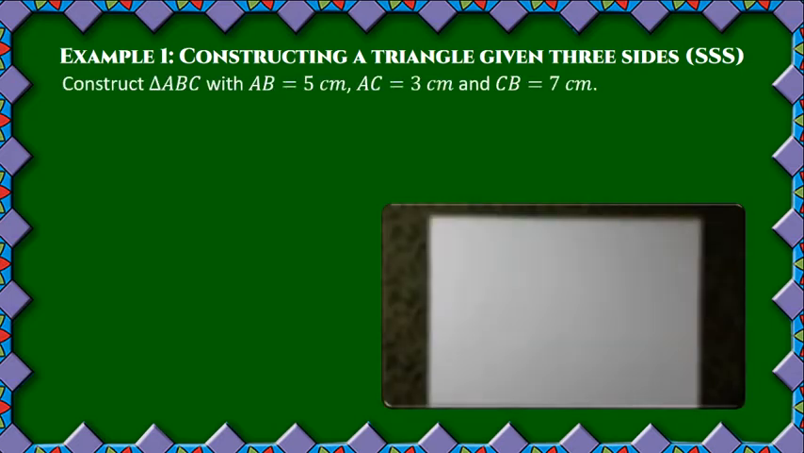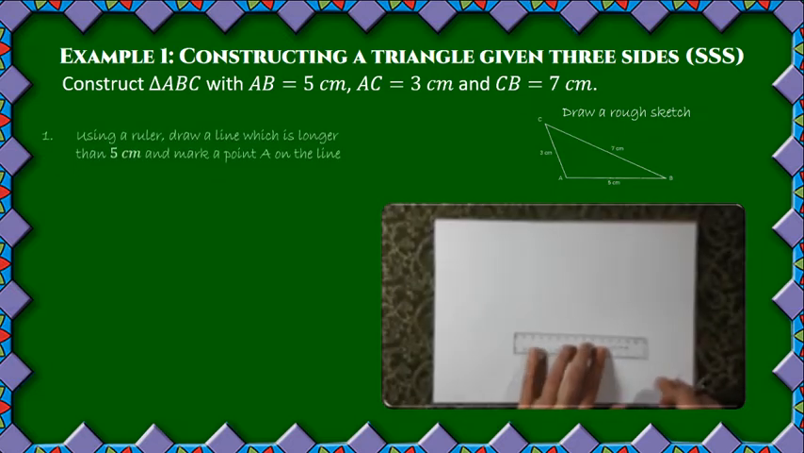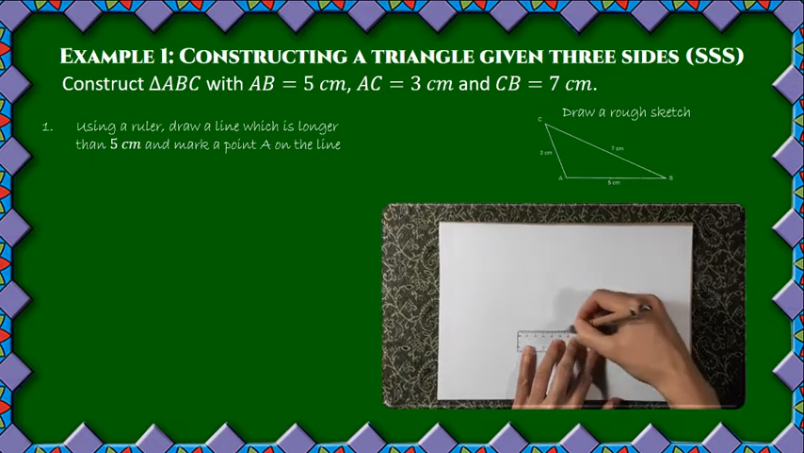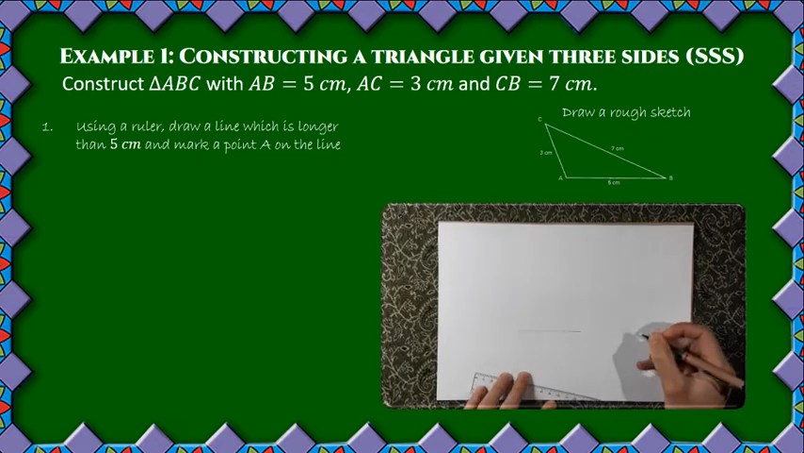The example says construct triangle ABC with AB equal to 5 centimeters, AC equal to 3 centimeters, and BC equal to 7 centimeters. So the first thing we'd want to do is to draw a rough sketch, because a rough sketch gives us a basic idea of what lies where when we draw the triangle. Then, using a ruler, we draw a line which is longer than 5 centimeters and mark a point A on the line.